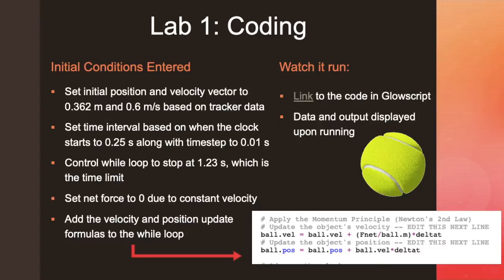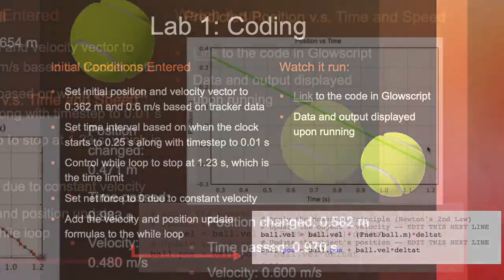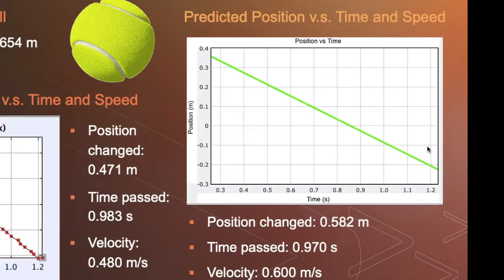Next, we will set the net force equal to 0 thanks to Newton's second law. Next, we will add the velocity and position update formulas to the while loop. Upon doing this, we will then be able to project and predict what will happen as the object moves at constant velocity. After we analyze the model of the predicted position versus time, we can see that position will change 0.582 meters in 0.970 seconds, and we will have a constant velocity of 0.60 meters per second.